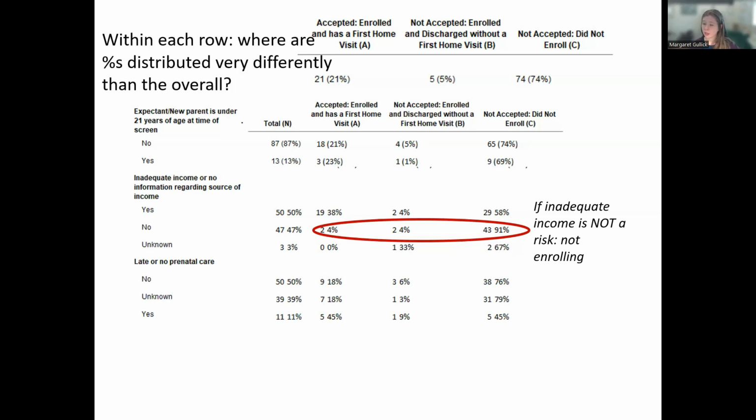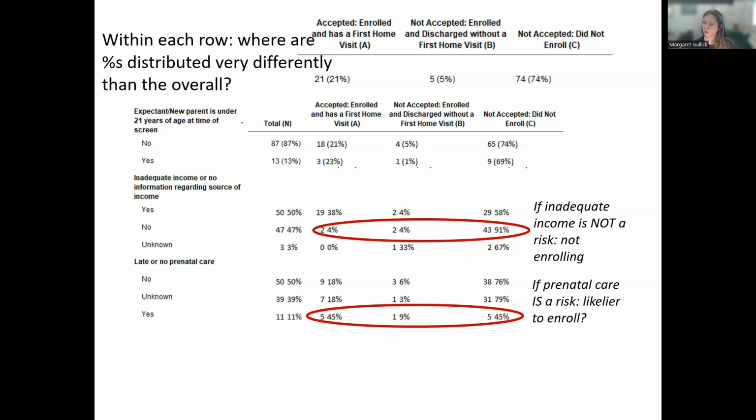When we look at prenatal care, again, if you look at that accepted column, our percentages are 18%, 18%, and 45%, which is much more than 21. And then same for not accepted. Of those with prenatal care, almost half did enroll. That's more than the overall acceptance rate. This is a small number of people. This is only 5 people for accepted, because we don't have huge numbers of people who accept, and only a couple of people for not accepted.